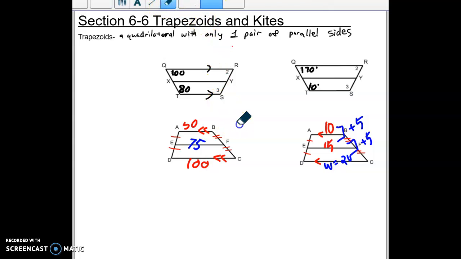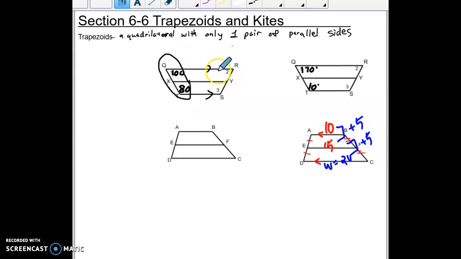One thing that's really key about trapezoids is that sometimes they'll give you an angle. This angle and this angle are always going to equal 180 here. So if that's 100, that's 80. If that's 170 degrees, that's 10 degrees. And that's the same for both sides.